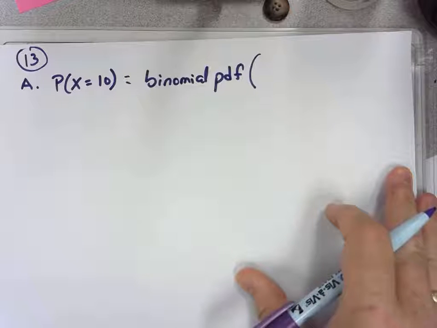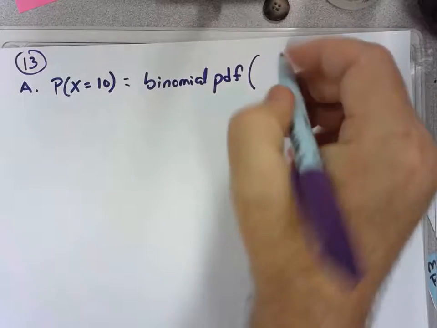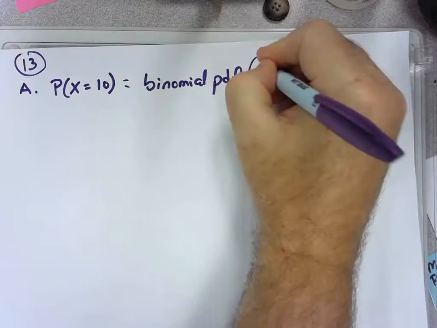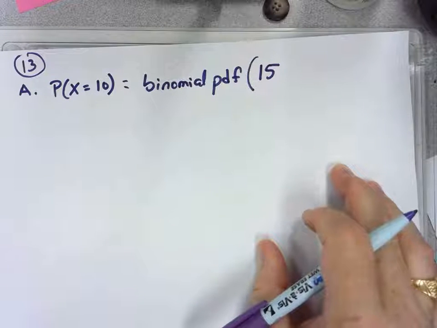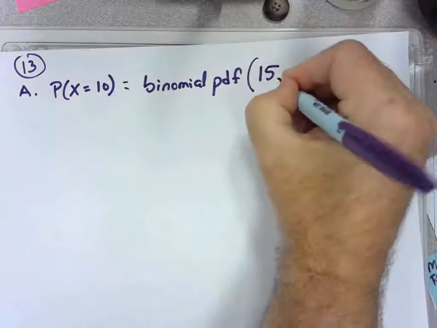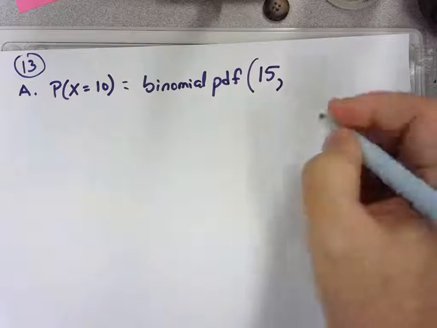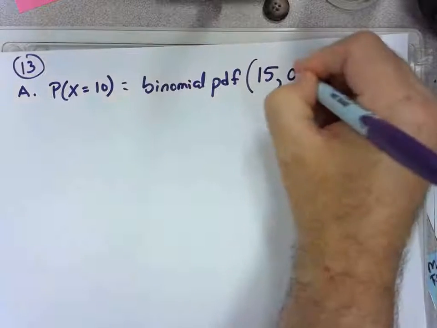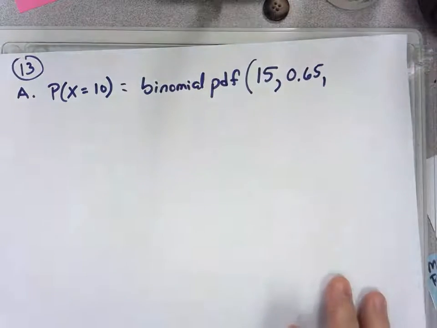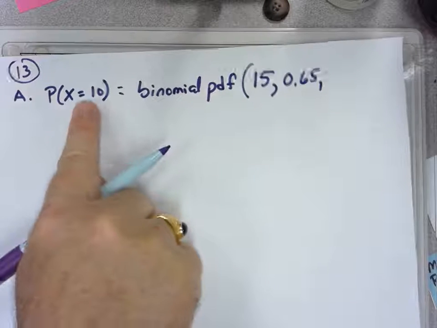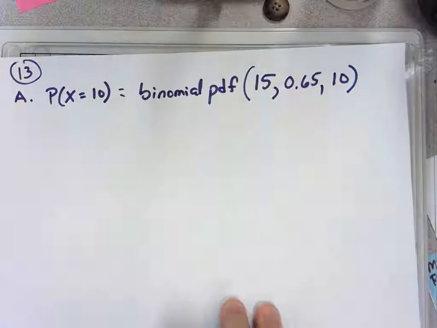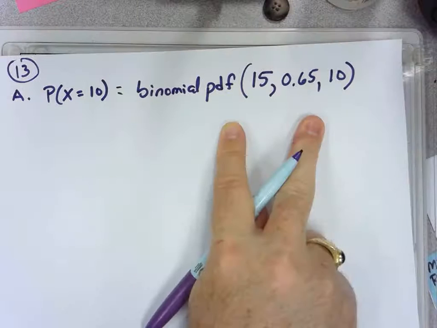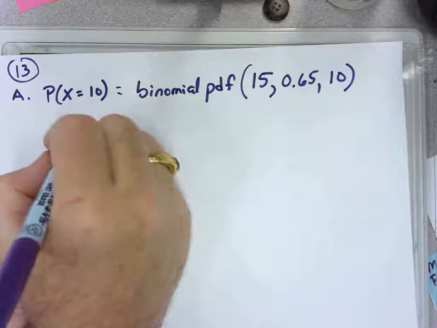So we got binomial PDF. And the first thing on your calculator is how many trials you have. In this case, there's 15 trials. And then you're looking at the probability of success, which in this case is 0.65, which is given. And then the last thing is the number of successes you're examining, in this case 10. Okay? So all you have to, we said that on your calculator, this is under second vars.